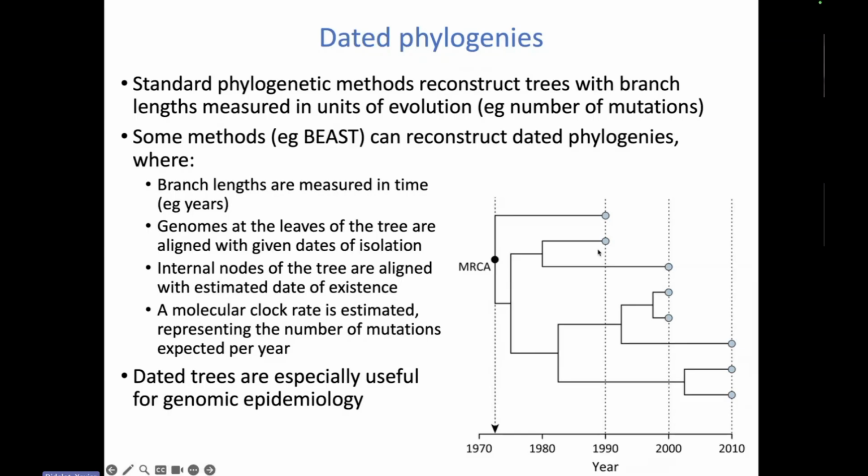Okay, so here in the example, we have 2 genomes that were sampled from 1990, 3 genomes from 2000, and 3 genomes from 2010. And so in the phylogeny, you can see the scale is in years, and each genome is aligned with its known year of isolation.